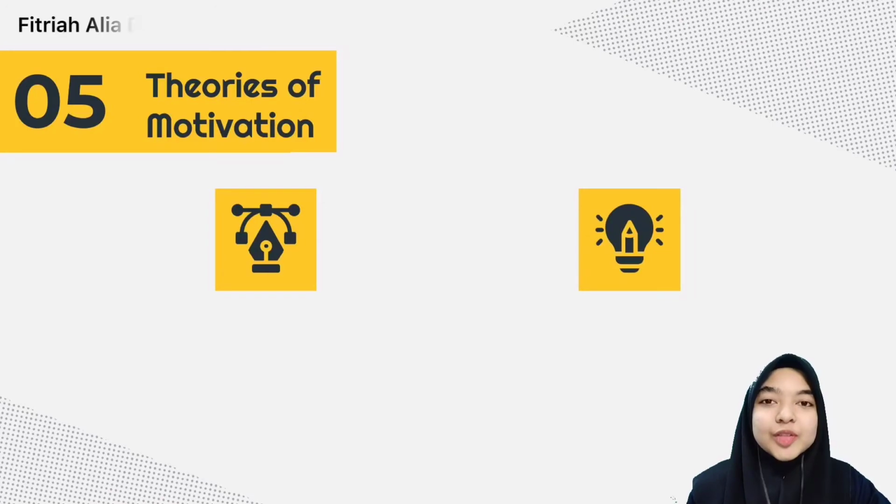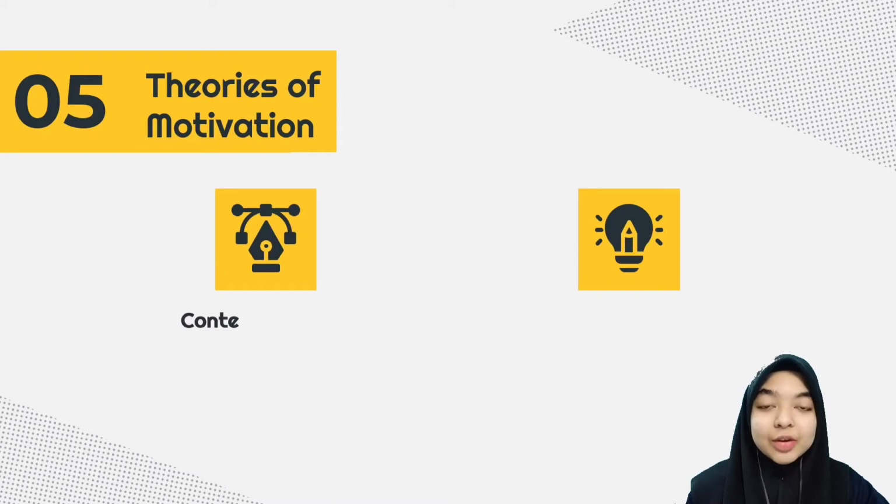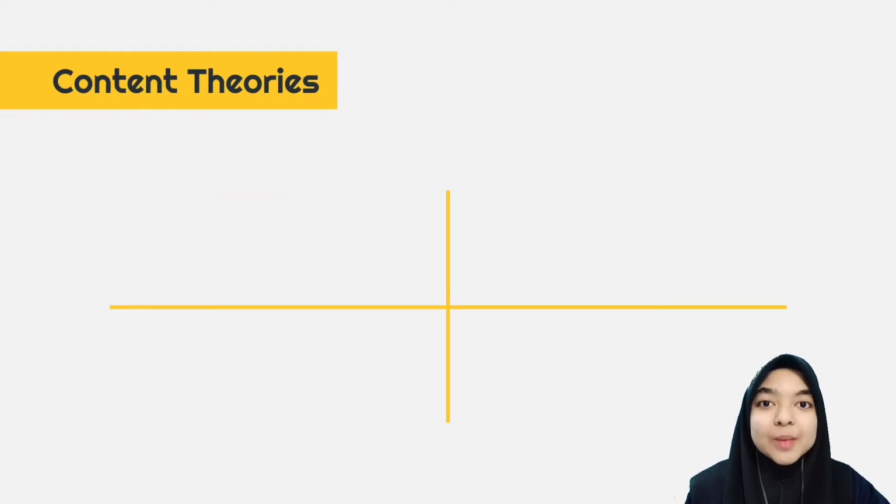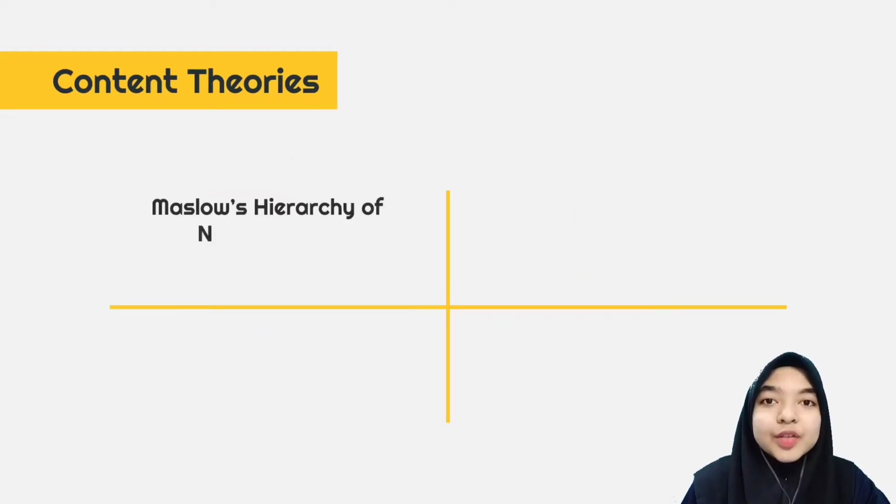Moving on to the fifth subtopic of today's presentation, we will be learning about theories of motivation while managing human capital. There are two types of theories. First is content theories, and the second one is process or extrinsic theories. I'm Fitri Alia, and I will be explaining about content theories. There are four types of content theories that we will be learning.